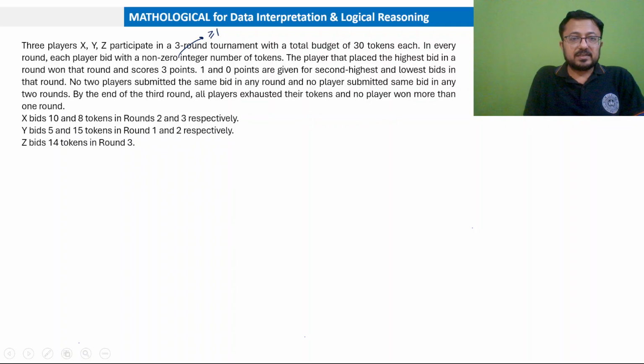No two players submitted the same bid in any round, and no player submitted the same bid in any 2 rounds. So by the end of the 3rd round, all players exhausted their tokens and no player won more than 1 round. और फिर हमें information given है for X, Y, and Z.